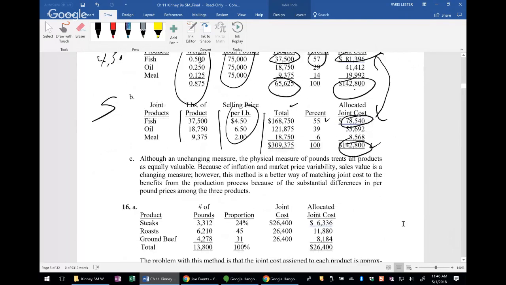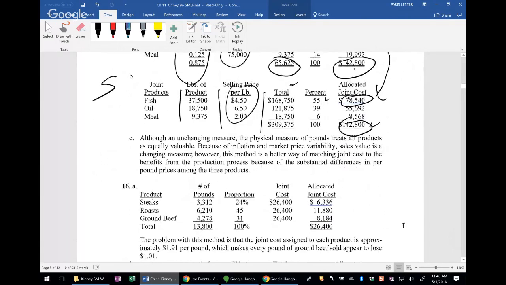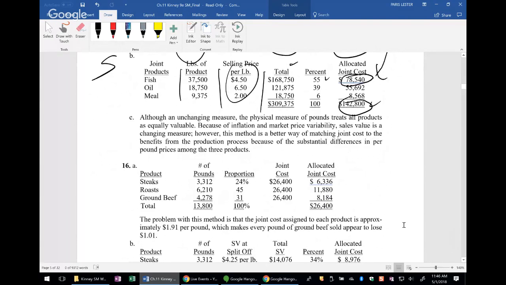But 16, we had steaks, roast, and ground beef, and we take the pounds, take 13,800, divide into each item, you get 24%, 45.31. Joint cost of the 26,400 multiplied by 24% will give you 63,360.